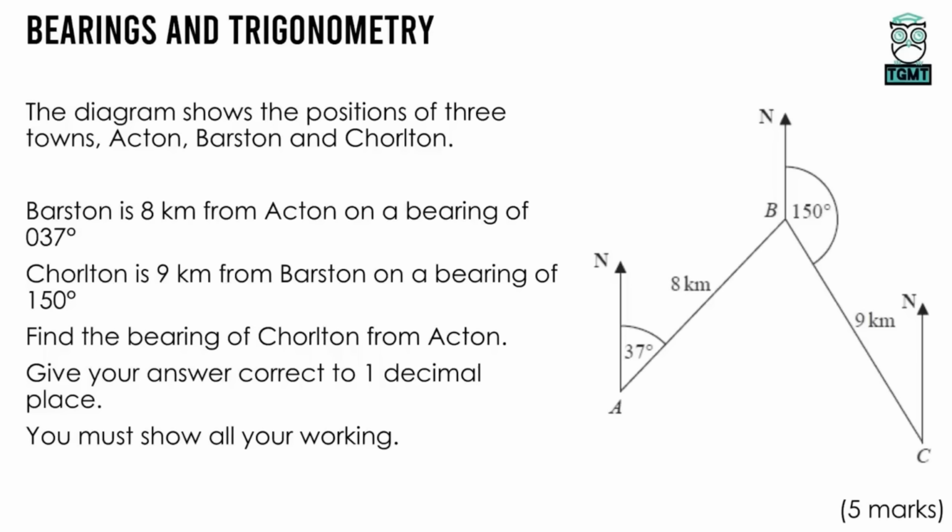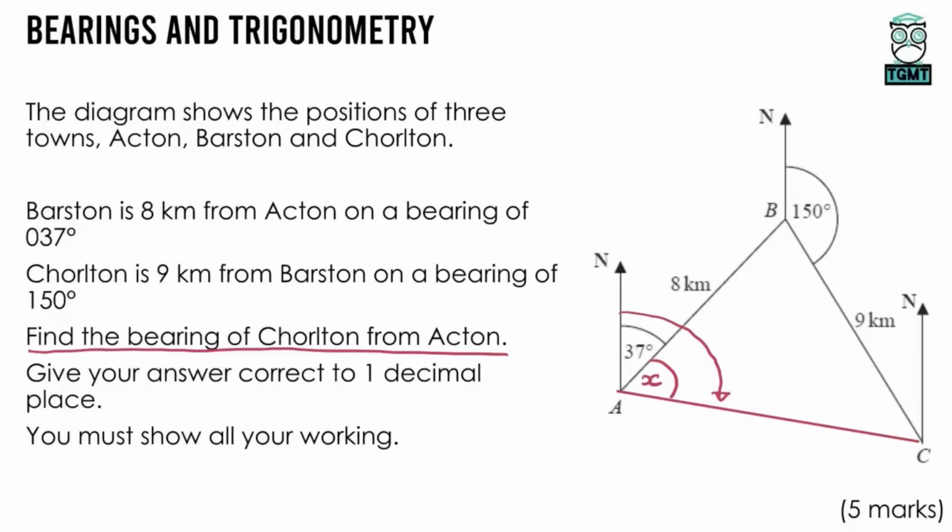Okay, so looking at some bearings and trigonometry. This is our last question looking at trigonometry now. So here we've got lots of information, but it wants us to find the bearing of Chorlton from Acton. So if we join those two together, Chorlton and Acton, the bearing is all the way around this distance here. So we need to find this angle. If we find that angle, we can add that to the 37, and we'll get our final answer.